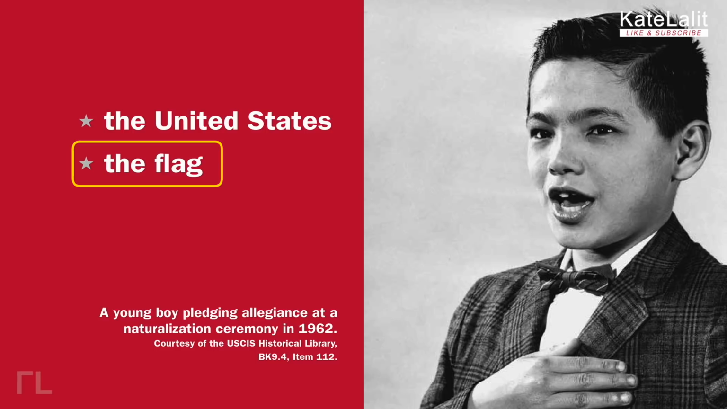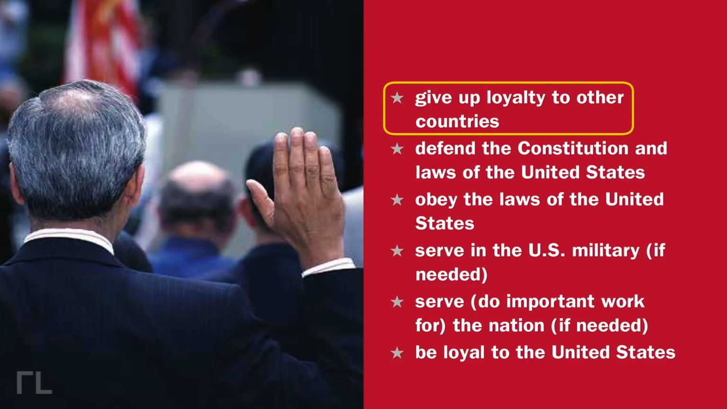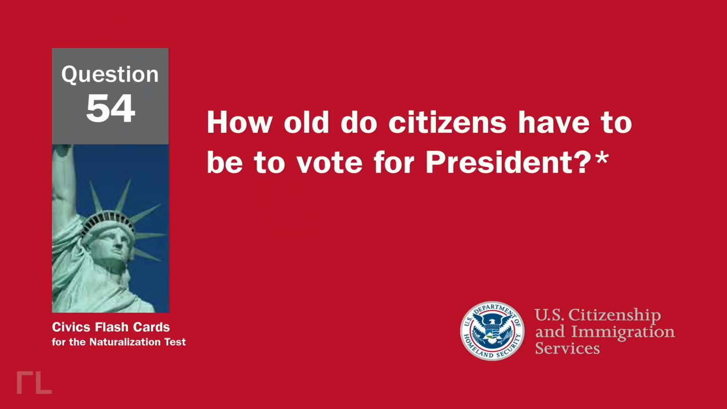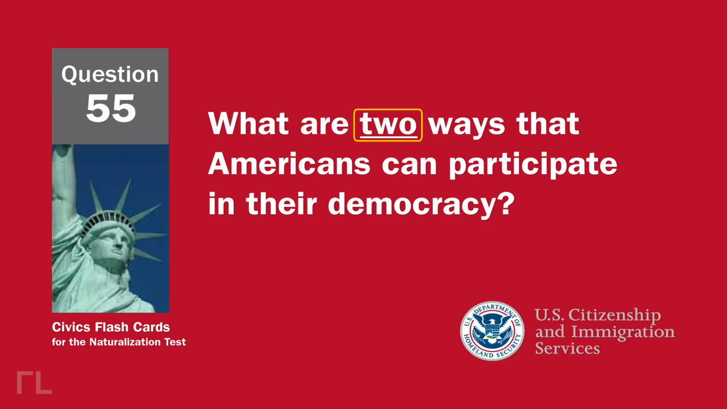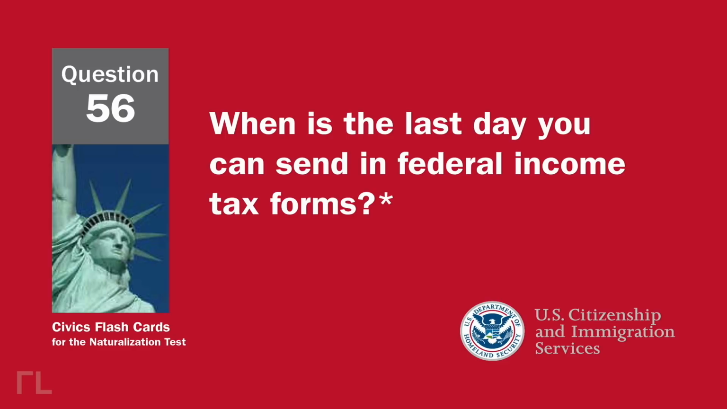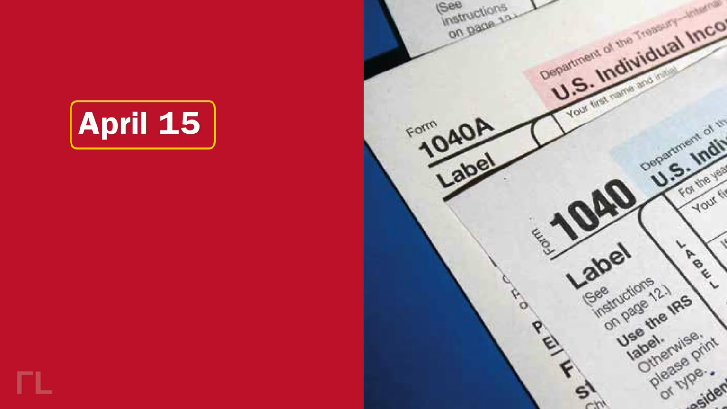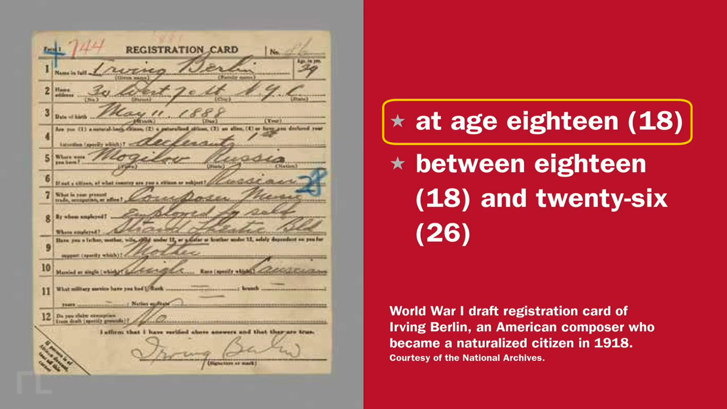What is one promise you make when you become a United States citizen? Give up loyalty to other countries. How old do citizens have to be to vote for president? 18 and older. What are two ways that Americans can participate in their democracy? Vote. Join a political party. When is the last day you can send in federal income tax forms? April 15th. When must all men register for the Selective Service? At age 18.